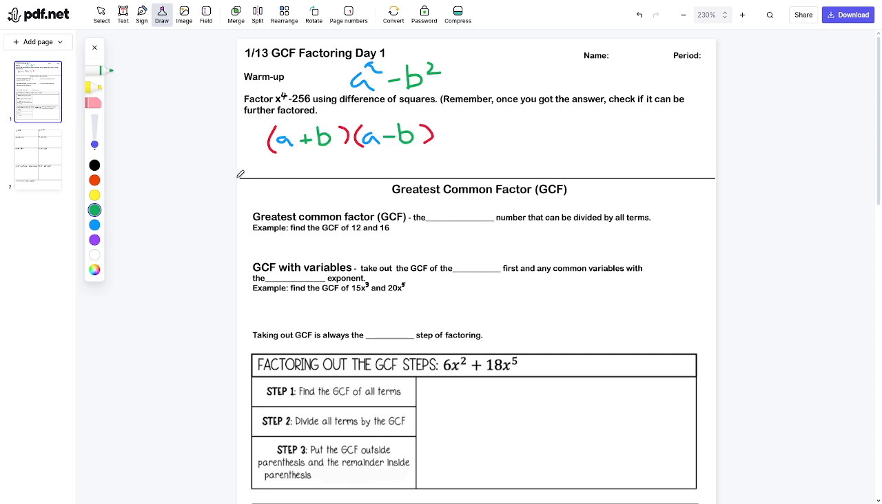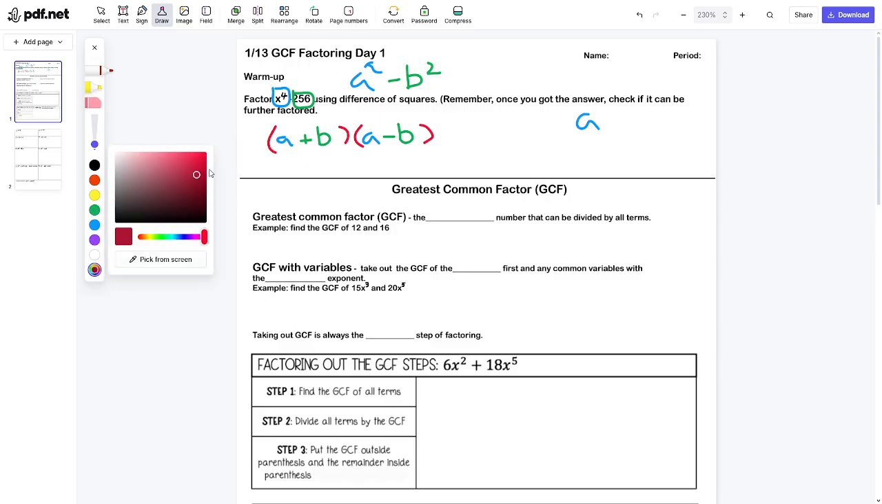So what we need to do in our first step here is to find out what a is and find out what b is. This is kind of like our two squares. Remember, difference of squares means you are subtracting two perfect squares from each other. You may be wondering, is 256 a perfect square? Test it in your calculator. If you are ever unsure, just test it. I promise you it's not that scary.